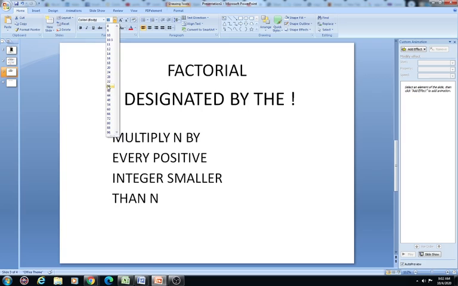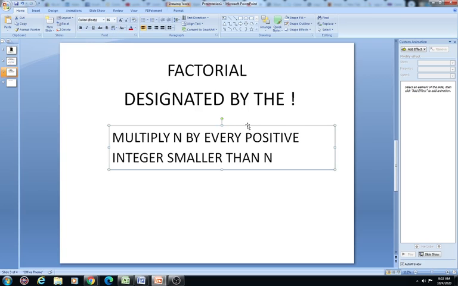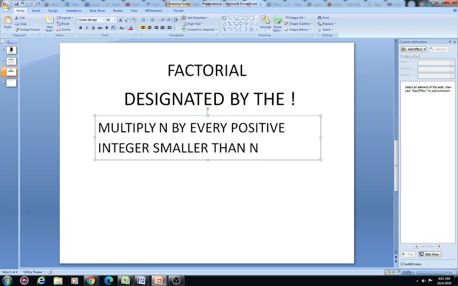Well, that's a lot of word salad, isn't it? But what does that actually mean? I'm going to underline the word positive here and make it bold because that's important. Multiply n, make that italic. I'm just making some adjustments on the fly here. Multiply n by every positive integer smaller than n. So if I have a number, we'll say it is.